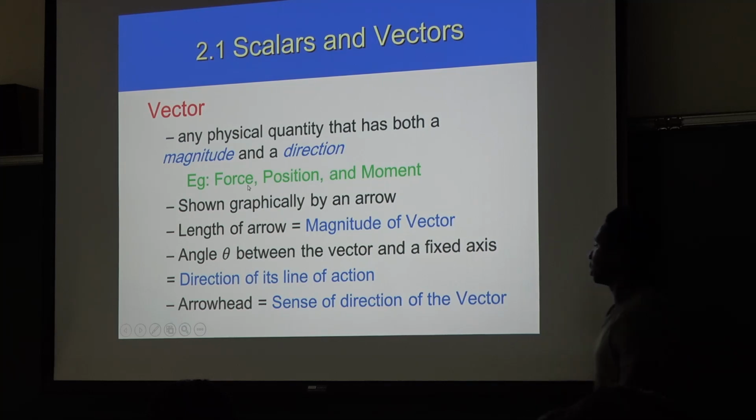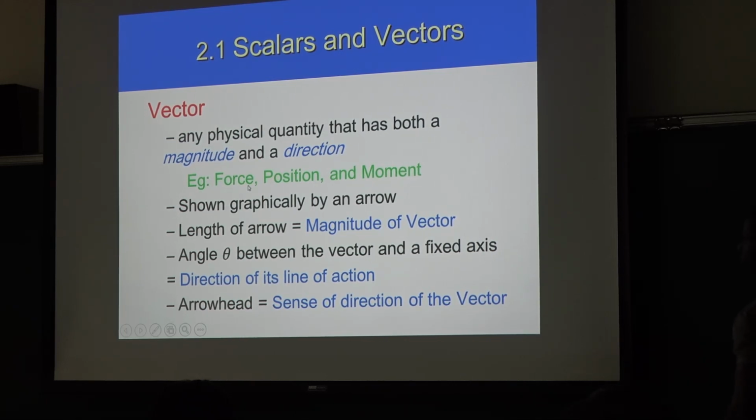And the arrow is the sense of direction of the vector. So here you can see our arrow is pointing this way. Okay, so here this angle will show us what? The direction of the line of action. And then this arrow is the sense of direction of the vector. Which way is the vector pointing to?